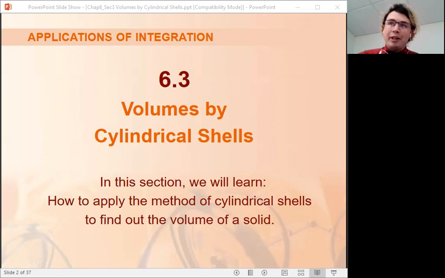Now, this isn't the only way to carve up an area. We ended up focusing on my cylindrical slices, my solid cylinders, for the example at the end of my previous lecture. Section 7.3 focuses on cylindrical shells. So this is a different way to build up volume.